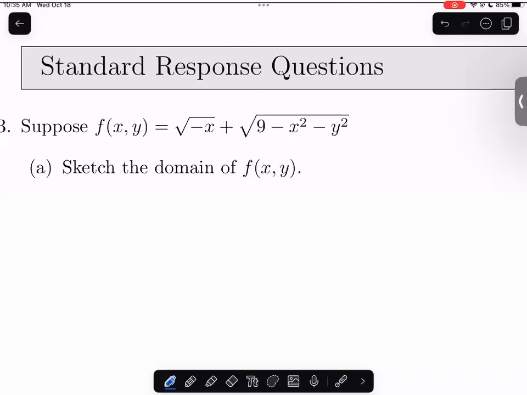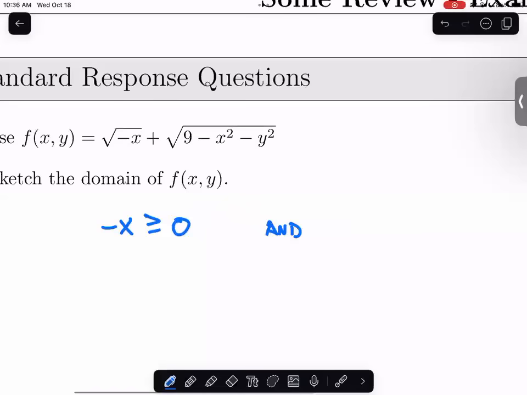In this case, we don't have any division. We don't have any logarithms, but I do have some square roots. So I need to make sure that what I'm inputting into these things are not negative, AKA they're positive or zero. So the first thing that I'm inputting into a square root is negative x. I want to make sure that that's greater than or equal to zero. The other thing that I'm inputting into a square root is this 9 minus x squared minus y squared, and I want to make sure that it's also greater than or equal to zero.